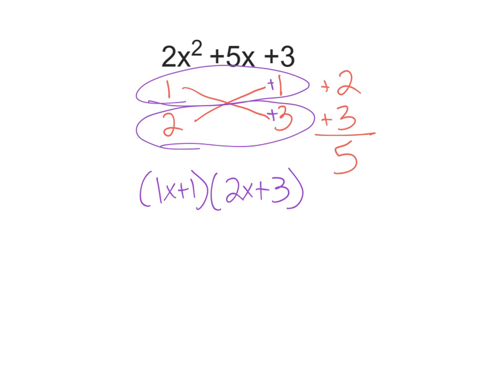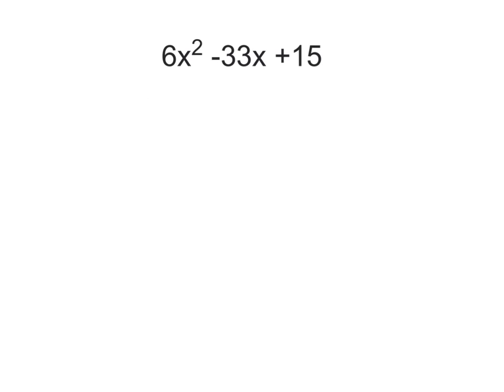Okay, I'm going to jump down to the 6x squared right here. Okay, now I've got to make a 33, all right, and I've got to make a 15. So this is going to take a couple of trial and error. What makes 6? 3 and 2. What else makes 6? 1 and 6. 2 and 3. So now, what makes 15? 3 and 5. What else? 1 and 15.